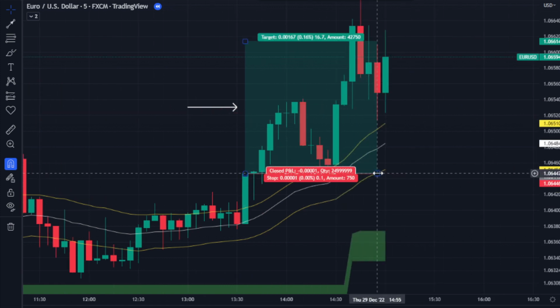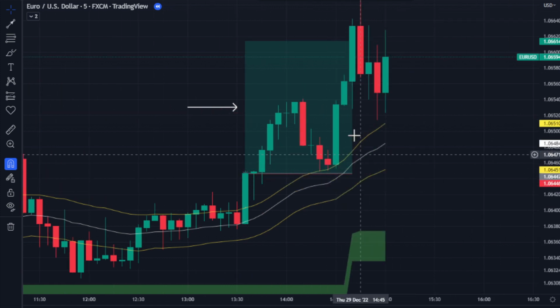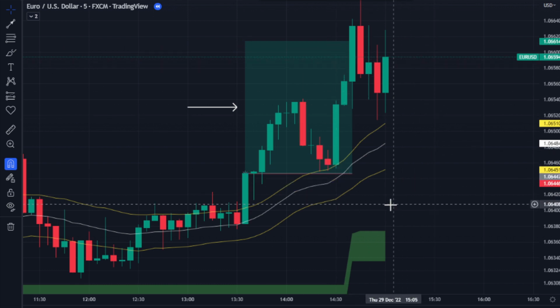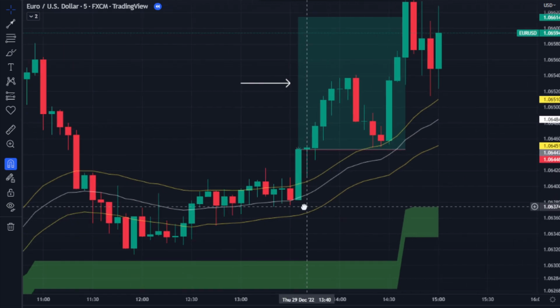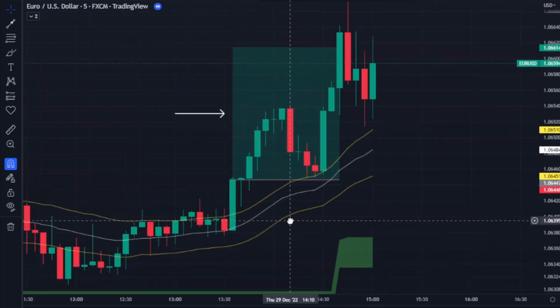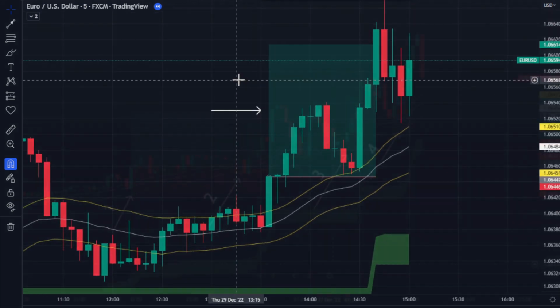It almost touched the break even, but we see that it reached the risk-reward ratio of 2 to 1, so we completely closed this trade in profit. 2 consecutive winning operations, simply incredible. We will look for other examples.